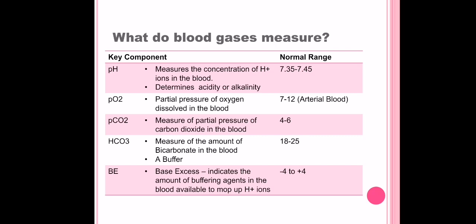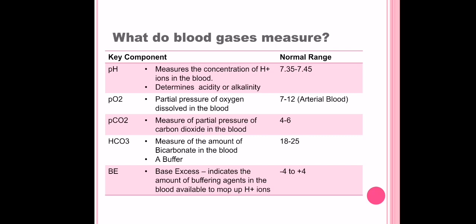PO2, or the partial pressure of oxygen, is a measure of oxygen in the blood, and the normal range in arterial blood is 7 to 12. And it's important to remember that that is arterial blood, because if you've taken a venous sample or a capillary sample, then your PO2 is going to be less. PCO2, or the partial pressure of carbon dioxide, is the measure of carbon dioxide in your blood, and the normal range is 4 to 6.